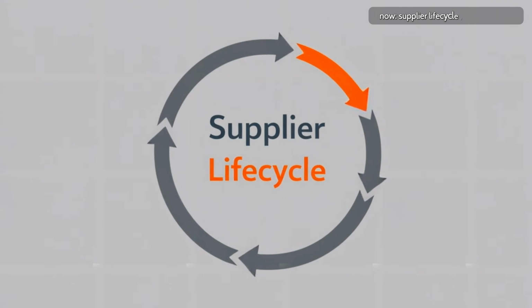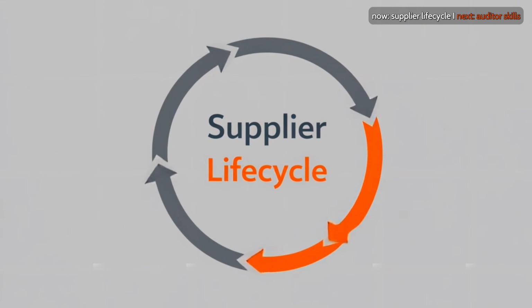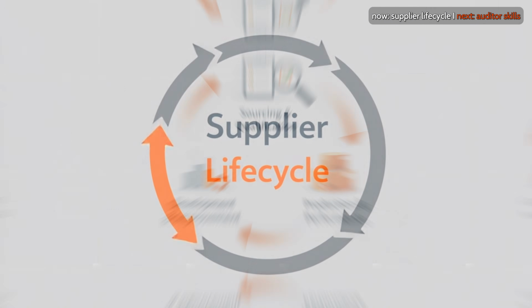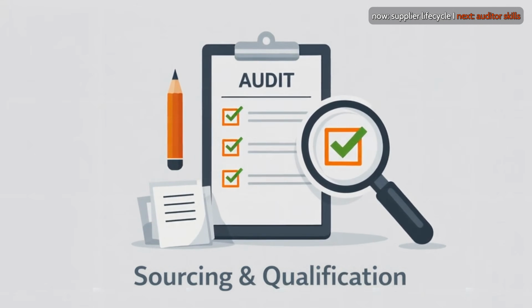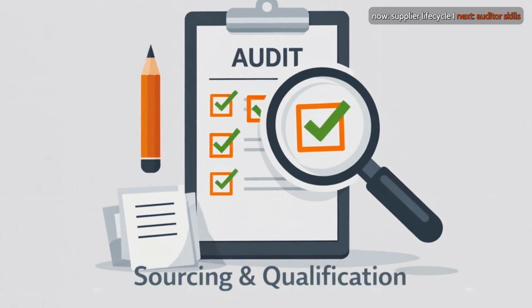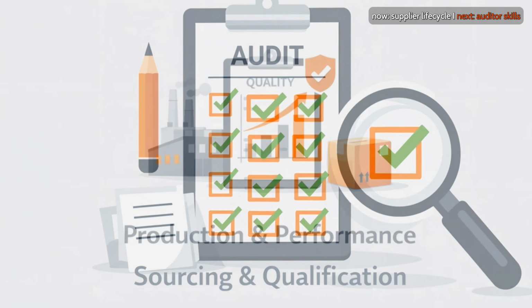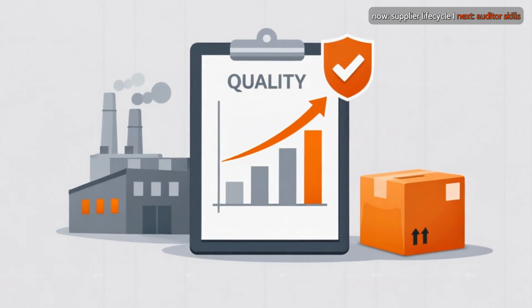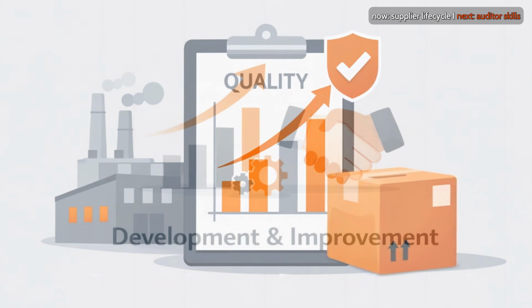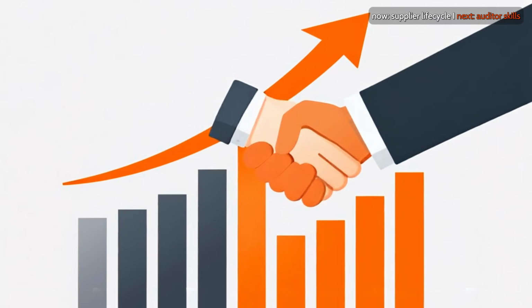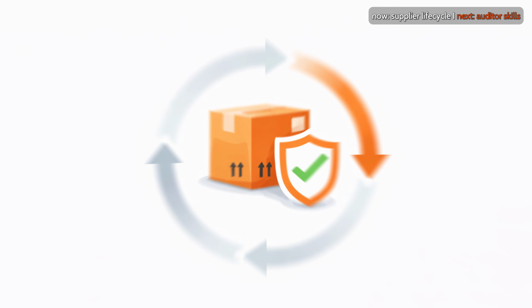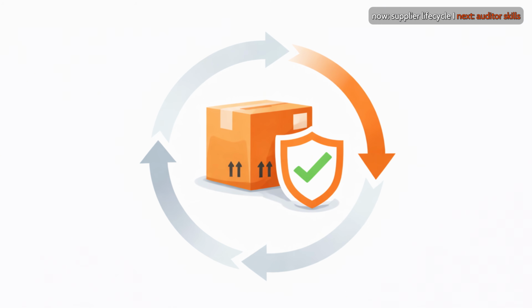The supplier lifecycle defines the key stages a supplier goes through, and audit triggers are closely linked to them. It includes sourcing and qualification, approving new suppliers, production and performance, monitoring quality and delivery, development and improvement, driving continuous enhancement. Audits can be applied at each stage to manage risk and ensure compliance.